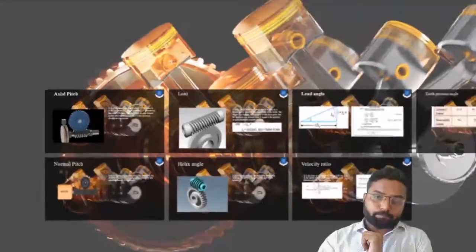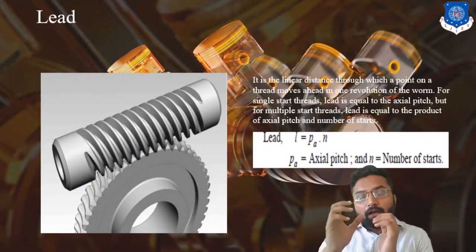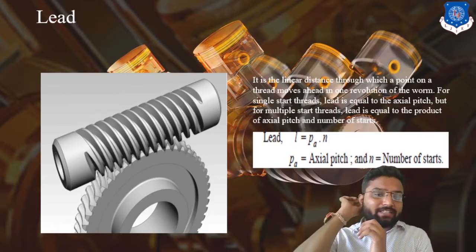The second point is to determine the lead of our worm and worm wheel. What is this lead?